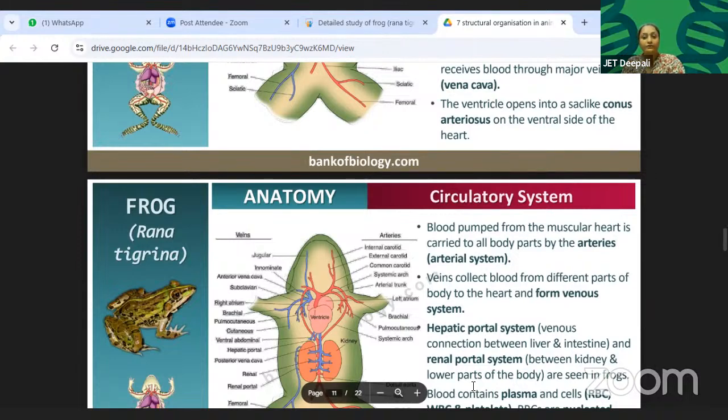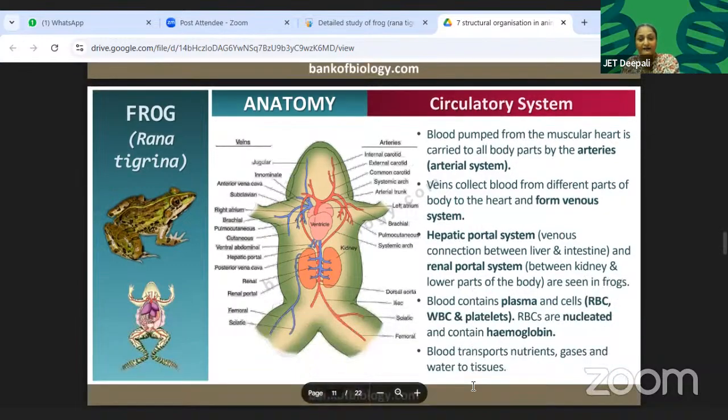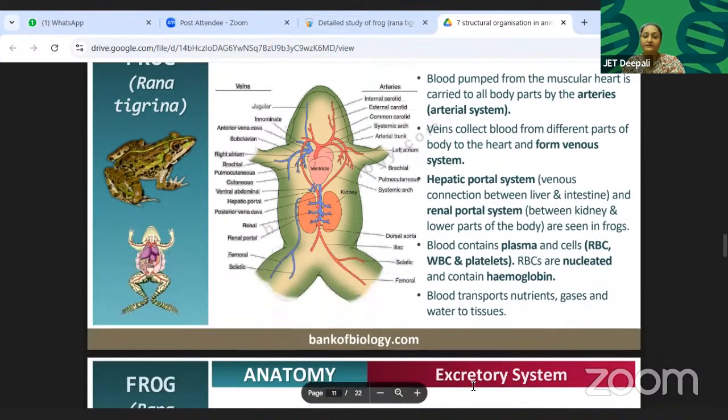Now coming to the hepatic portal system, a venous connection between the liver and intestine, and the renal portal system between the kidney and lower parts of the body, seen in frogs. Hepatic portal system means a connection of veins between the liver and intestine, because they are draining out the waste. Blood contains plasma and cells: RBC, WBC, and platelets. RBCs are nucleated and contain hemoglobin. Blood transports nutrients, gases, and waste to the tissues.